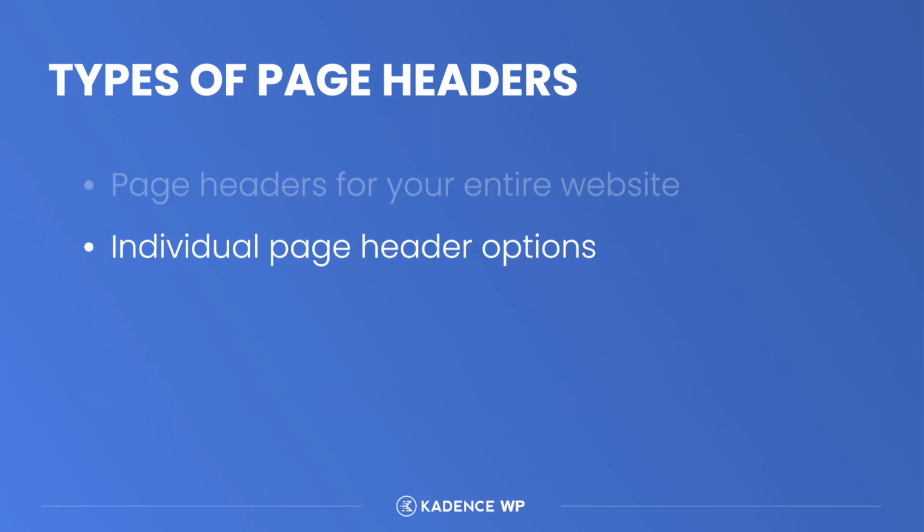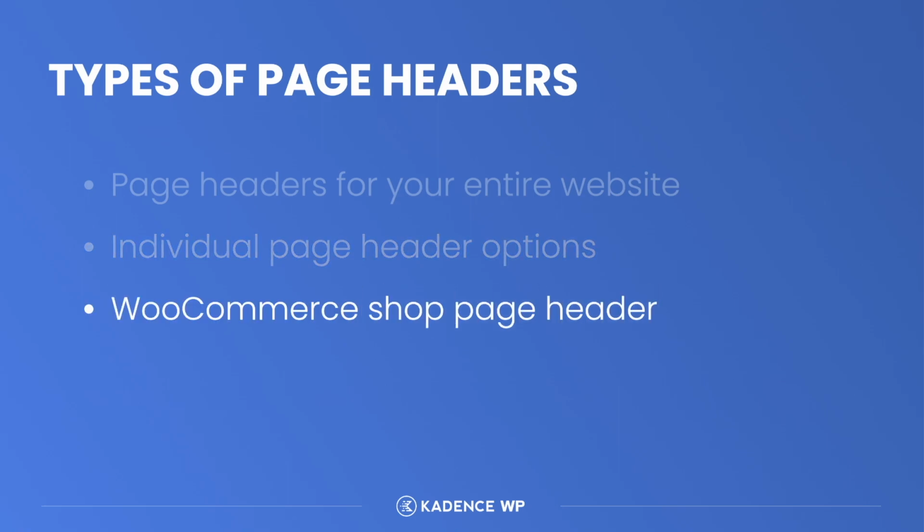Now, there's also individual page header options. So if you set them up globally, and there might be a post or a page where you don't want to show the page header, there's individual options, and I'll show you that as well. And lastly, the WooCommerce shop page is different in how it's set because there is not really a shop page for those options. So I'm going to show you where that's set as well inside of the customizer.